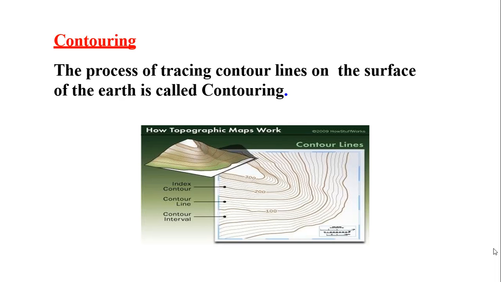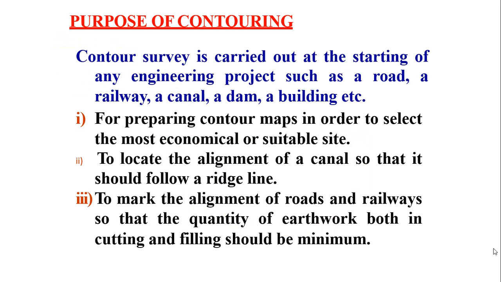Next terminology is contouring. The process of tracing contour lines on the surface of the earth is basically called contouring. This is an image displaying the various contour lines represented on a map, which are the actual features of the ground surface. In this way you have to represent the contours. Next, the purpose of contouring.